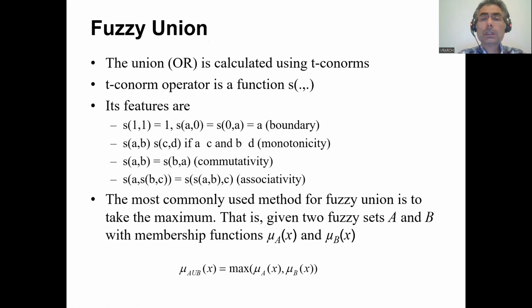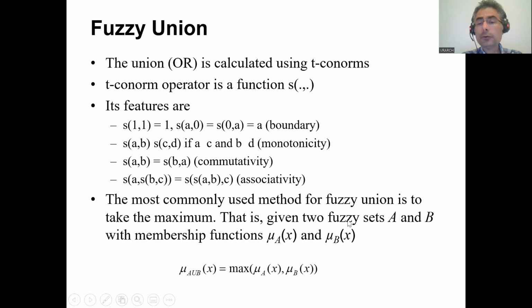So union is calculated using T-conorms. These are different terminologies used in the fuzzy logic literature. The T-conorm operator is a function S, and its features are described with boundary, monotonicity, commutativity, and associativity, so the arguments can be exchanged. The most commonly used method for fuzzy union is to take the maximum of the values.